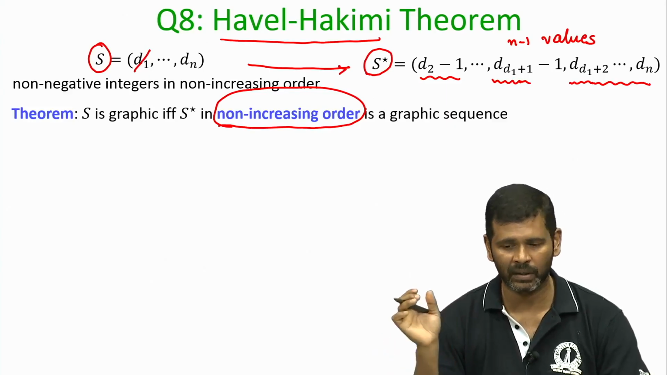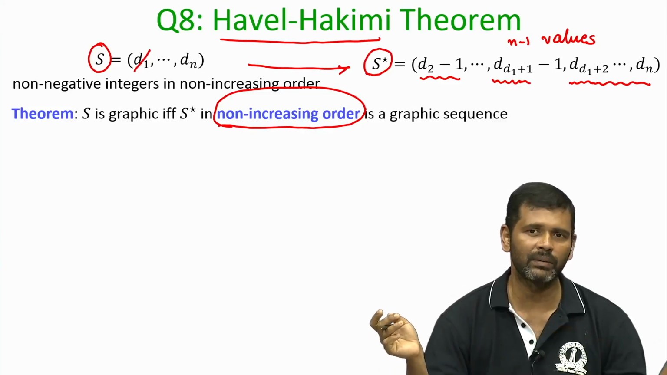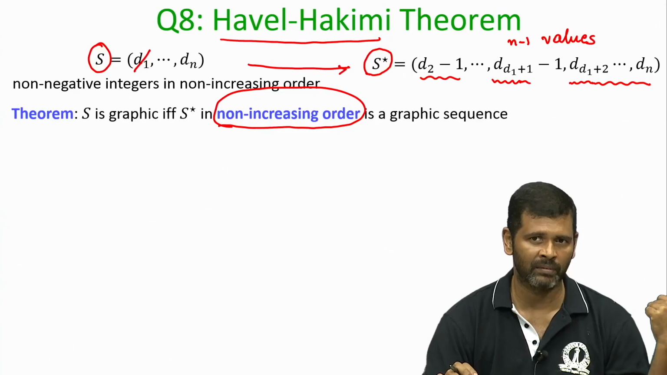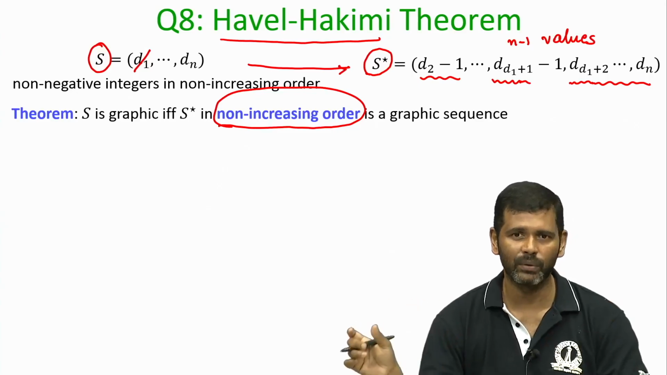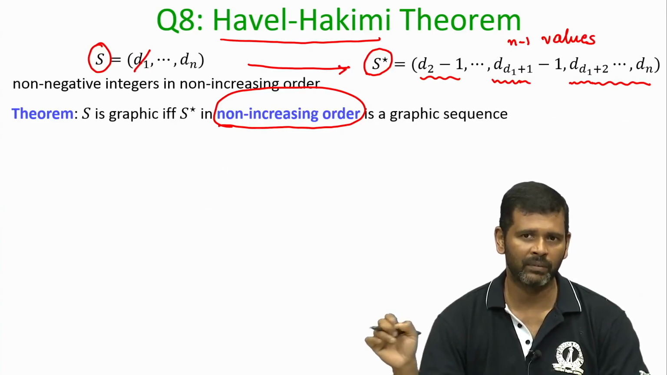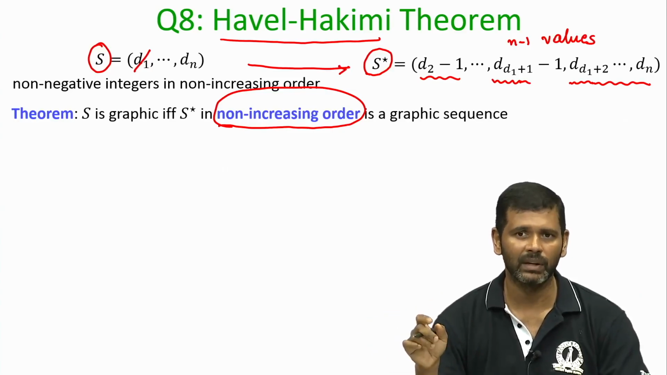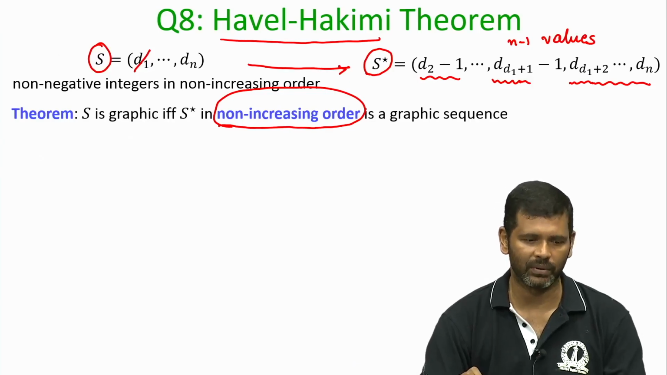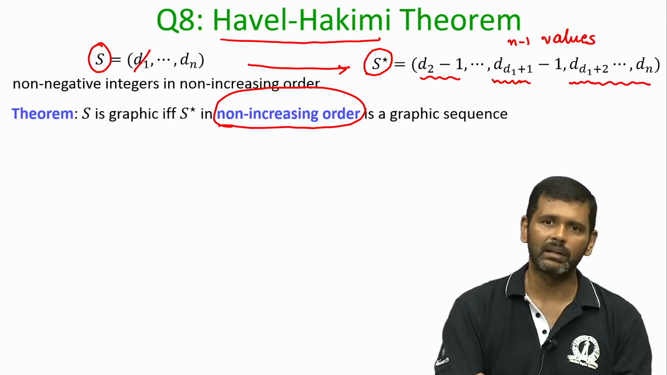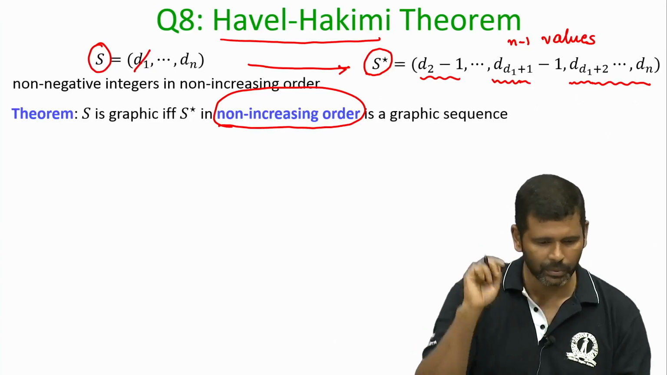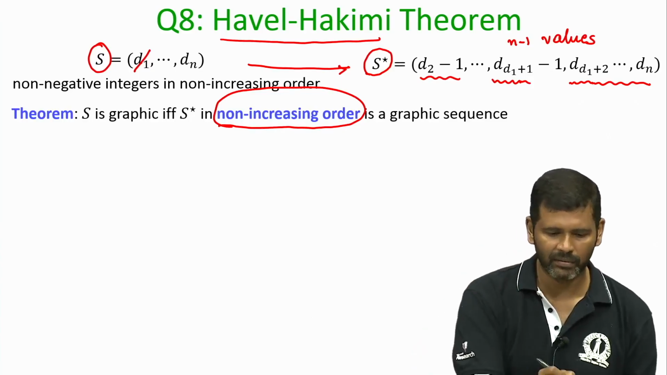If it is a graphic sequence, then I can come back all the way and declare that my original sequence is a graphic sequence. Whereas, if the small sequence at which I stop and inspect turns out not to be a graphic sequence, then I can declare that my original sequence is also not a graphic sequence. So, that is the way I can apply the Havel-Hakimi theorem to verify whether a given sequence is a graphic sequence or not. Now let us prove this theorem, and this is an if and only if statement.